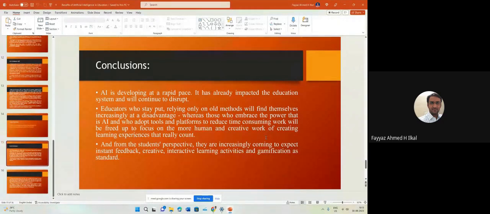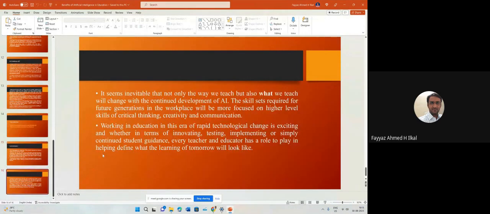Educators who stay put, relying only on the old methods, will find themselves increasingly at a disadvantage, because they have to update themselves as well, and that will also be challenging for the educators. And it seems inevitable that not only the way we teach, but also what we teach will change with the continued development of artificial intelligence.